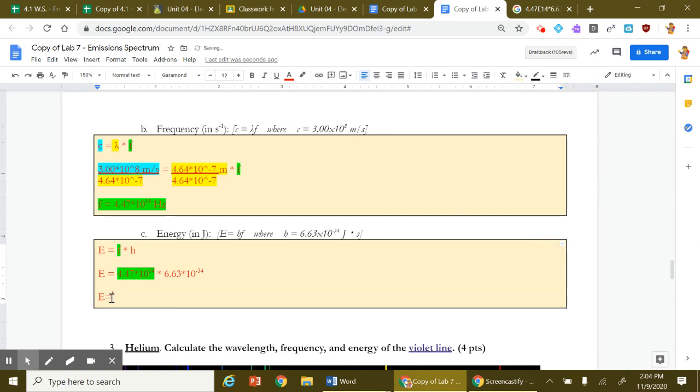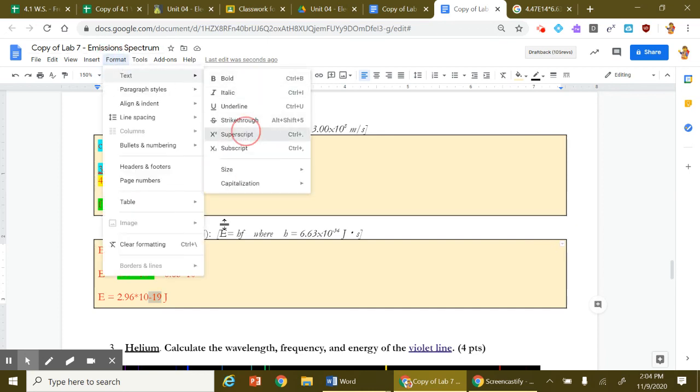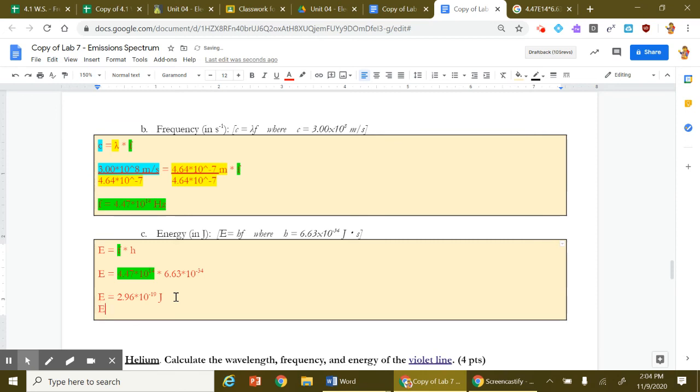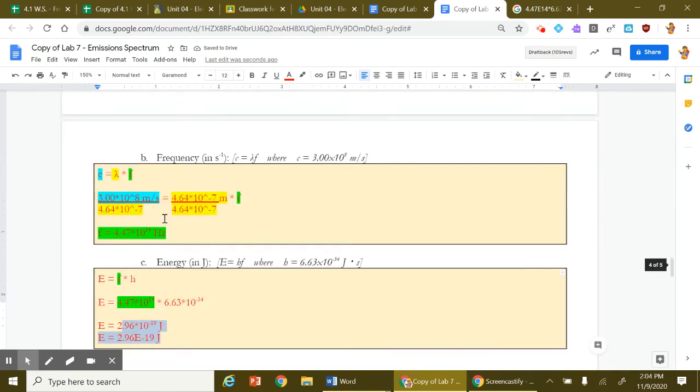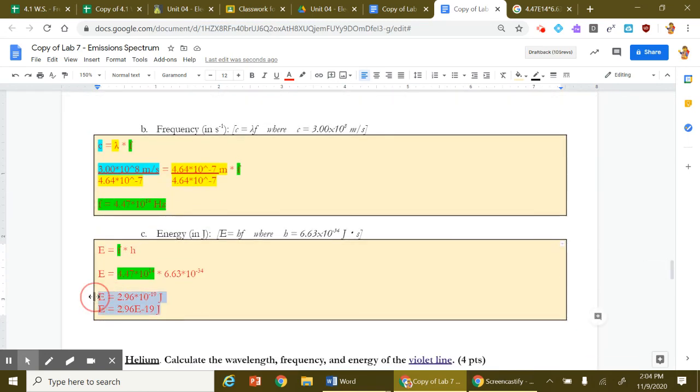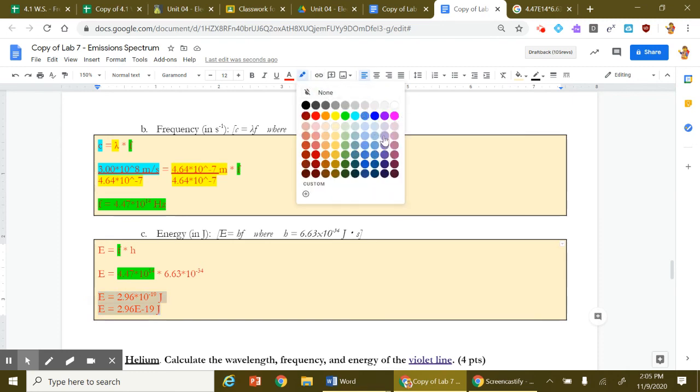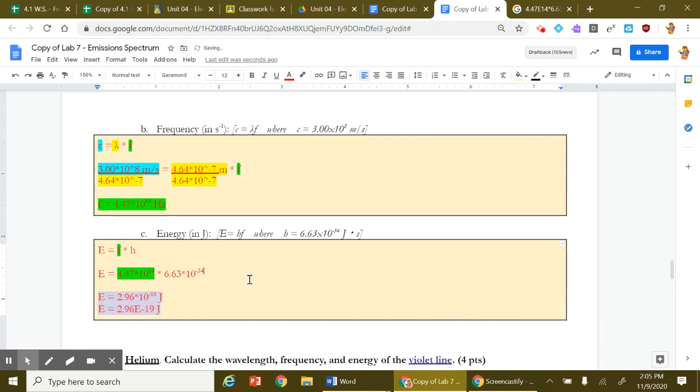All right, so the energy here is 2.96 times 10 to the negative 19th joules. The unit here is joules. If you want to use E instead of the times 10 raised to the, you could do that as well. So you could just go E equals 2.96 E negative 19 joules. Either one of those is acceptable. And that's how you find the energy. Okay? So there you go. Let me highlight these guys. And I don't know, what's an energetic color? We already did yellow. Purple? Purple's cool. All right, cool.